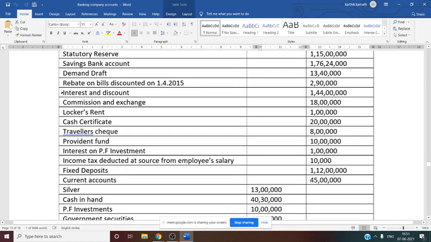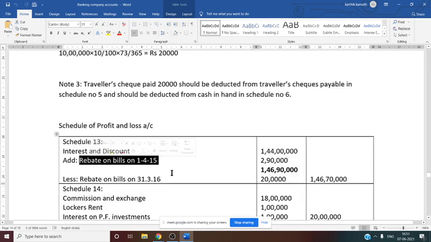Then add rebate on bills at the beginning of the financial year. So the rebate at the beginning of the financial year is given in the trial balance, that we have to add. That is nothing but present year rebate on bills, 2,90,000. Once you add this, you will get 1 crore 46 lakh 90,000 rupees, less rebate on bills at the end of the financial year. These bills belong to next year, so that is why we are going to deduct it. That is nothing but the working note we have done here, 20,000 rupees. So 20,000 rupees you need to deduct. So now the final balance of schedule number 13 is 1 crore 46 lakh 70,000. So now schedule number 13 is over.